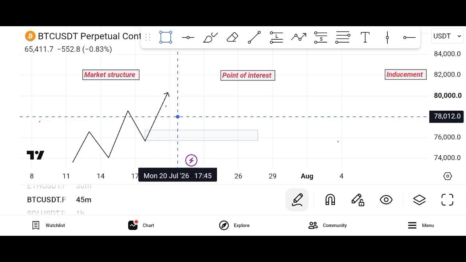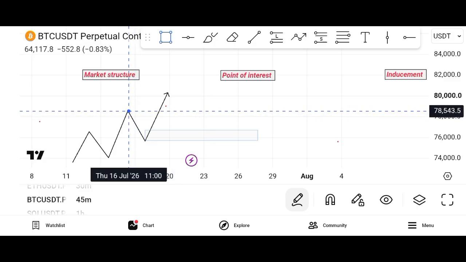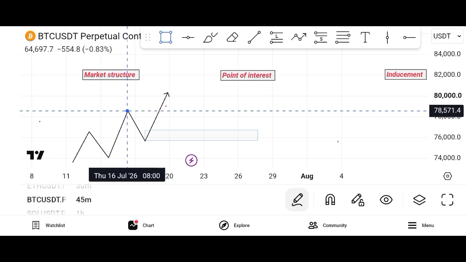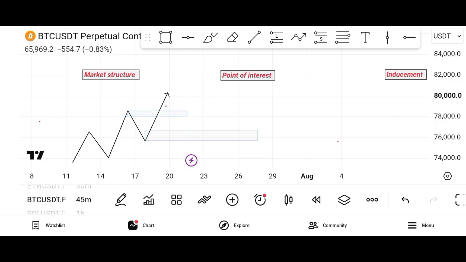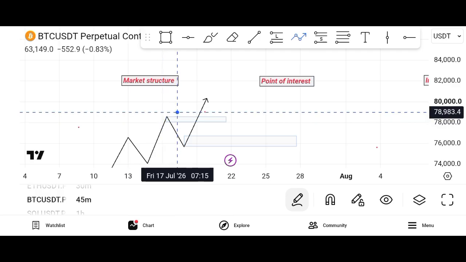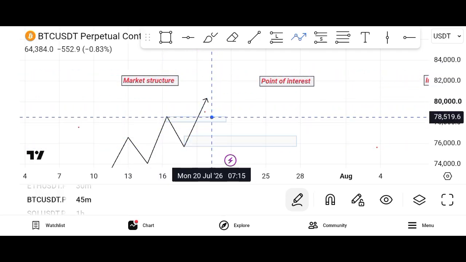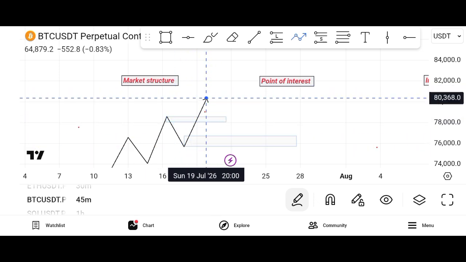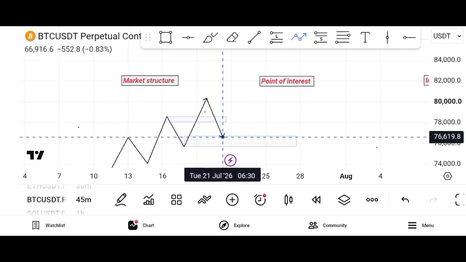Now, this is called a breaker block because in most cases, after we have this expansion to the upside, once the market starts giving us this retracement all the way down, it's going to leave us with the order block here. But if that order block fails to hold, then we'll call it a breaker block. This is where the idea of breaker block comes in. And they are still points of interest. Now, when we have that expansion here, we're expecting the price of the market to retrace and react from either the breaker block or the order block.